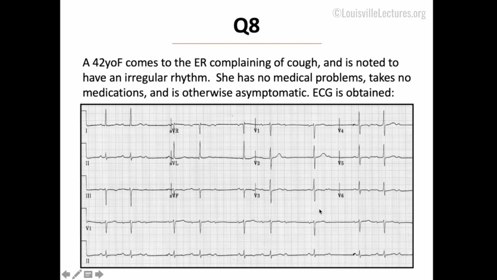You have a little 2-to-1 beat here where you drop the second one, but most of the time this is 3 P waves and 2 QRS complexes. So this is Wenckebach phenomena, or Mobitz 1. This is not a dangerous rhythm.